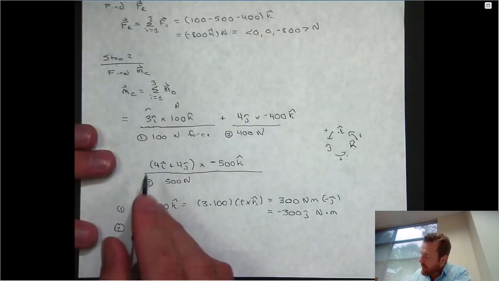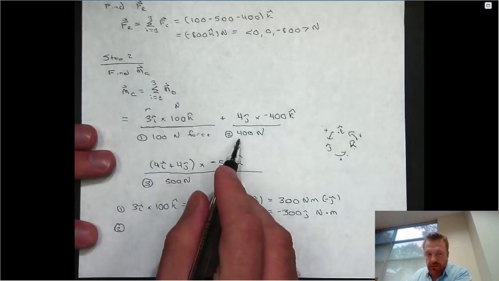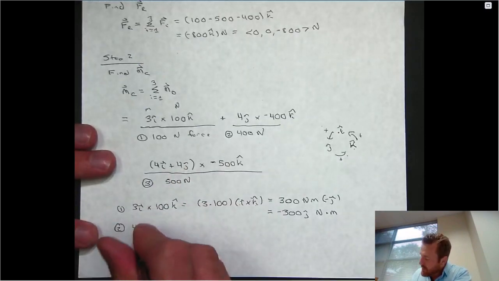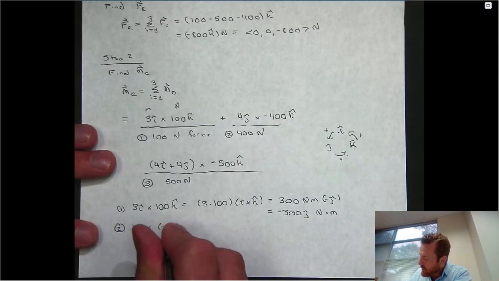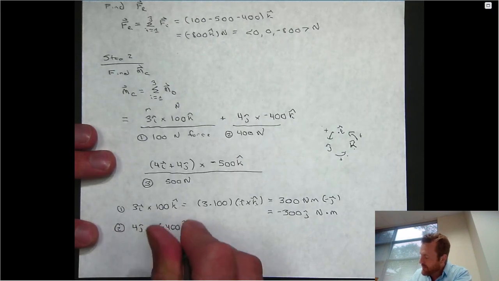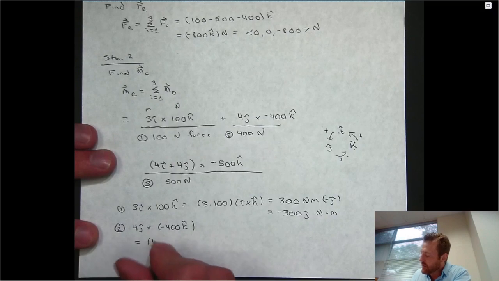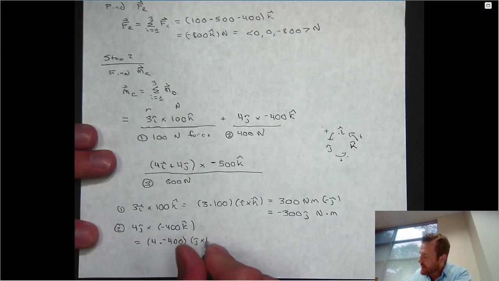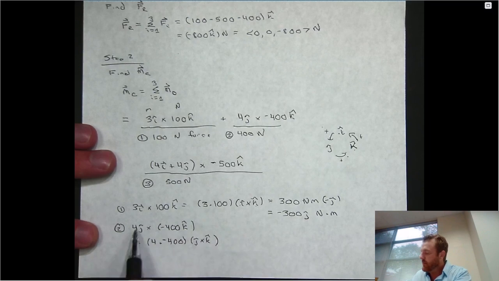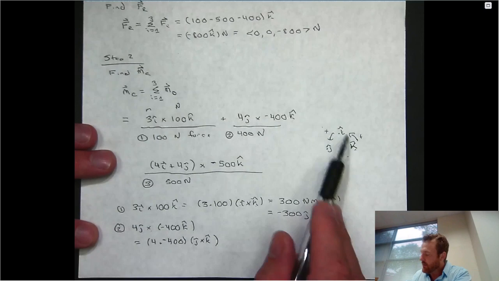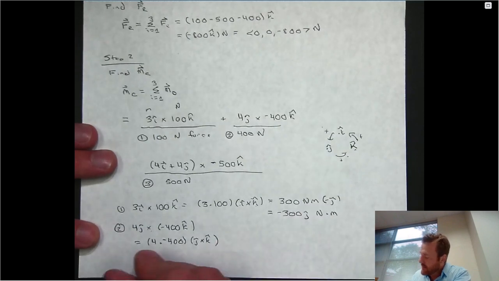Now let's do part 2. This is for the 400 Newton force. So it's going to be 4 j hat cross minus 400 k hat. A way you can get in trouble here is with the negative sign, just mixing them together. So I usually just put it with my actual magnitude computation, and then I make this computation. So this is going to be 4 times minus 400, j hat cross k hat. What is j hat cross k hat? Well, that's positive i hat. So this is going to be minus 1600 i hat.